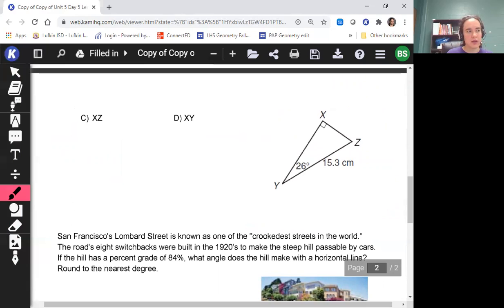Our next example, again, we need to label our triangle. Across from the right angle is the hypotenuse, so that's the 15.3, our hypotenuse. We have an angle given to us, that 26 degrees. The side next to it, that's not the hypotenuse, is our adjacent side. And the side across from that 26 degrees is the opposite.